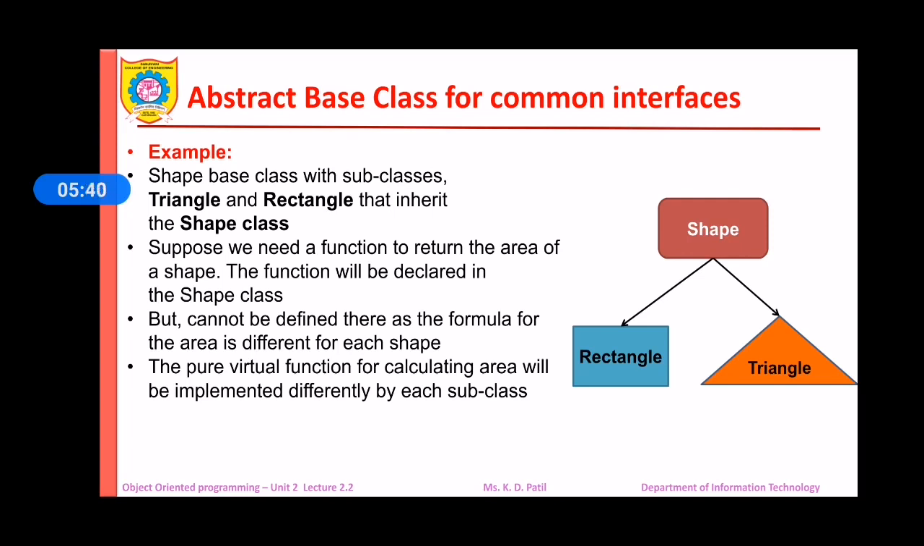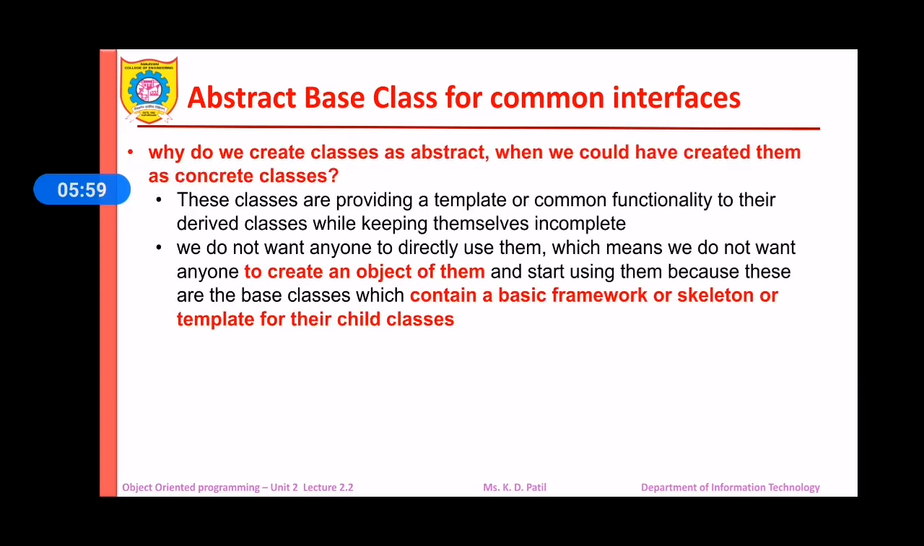That is, it will be implemented differently by the rectangle class and by the triangle class, and that method will be declared as an abstract method in the shape class, which is an abstract base class for the common interfaces for the rectangle and the triangle class. Why do we create a class as an abstract class when we could have created them as concrete classes?